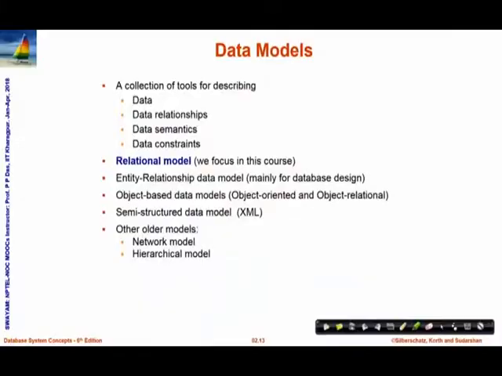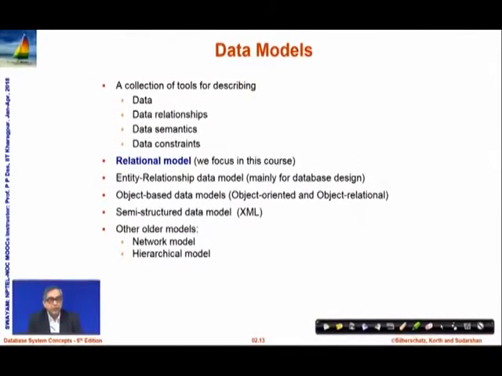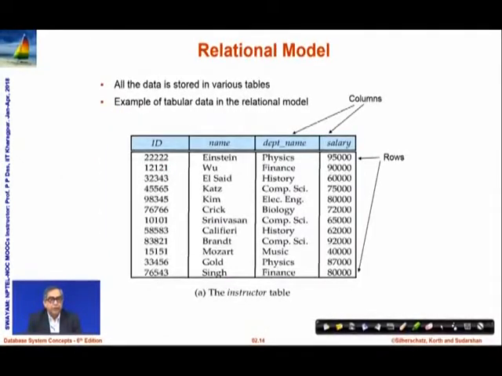Then there are several other models like the network model and the hierarchical model, which used to be very popular in the early days of database systems before the relational model came into force. They still exist in some databases, and some of the newer emerging big data databases have actually started using this old concept in a new way again. So, this is an overall set of data models.